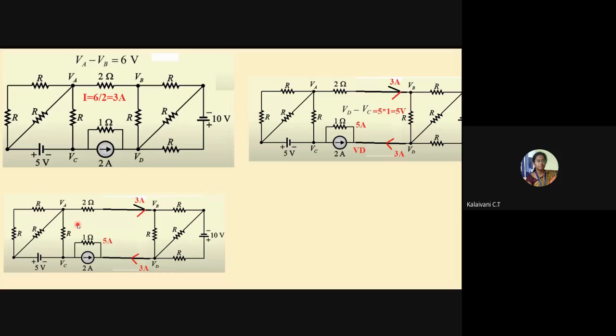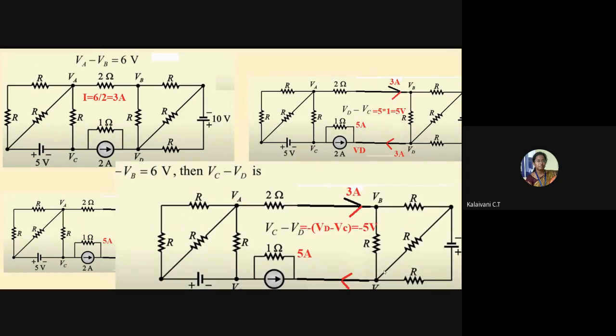Our question is to find VD minus VC or VC minus VD. VC minus VD. Here, this is VD, this is VC. We have to find VD minus VC, the potential difference between these 2 points. Here, if the current is 5 amps, what will be the VD minus VC?